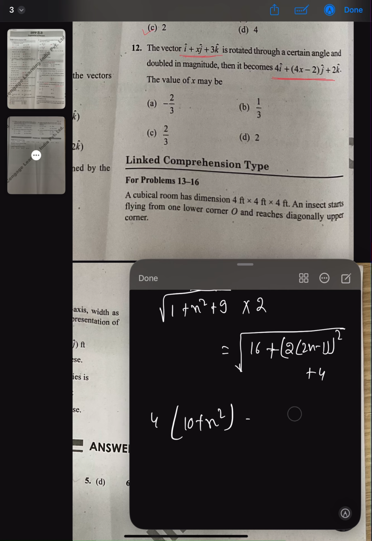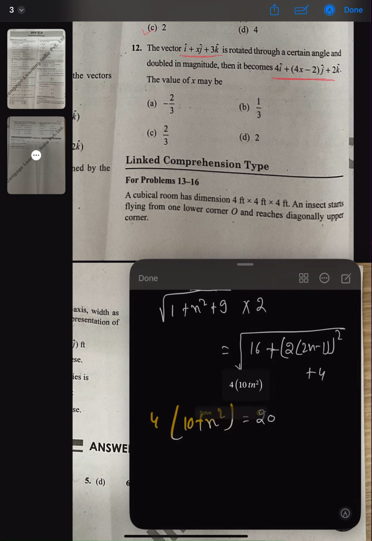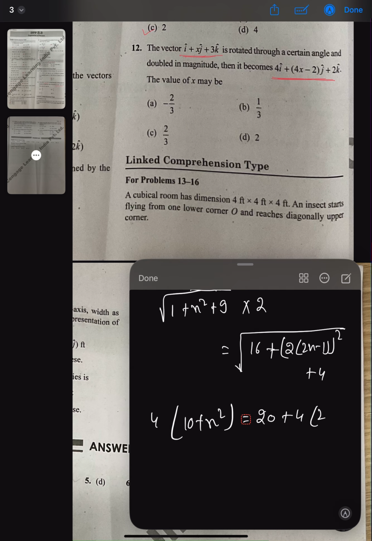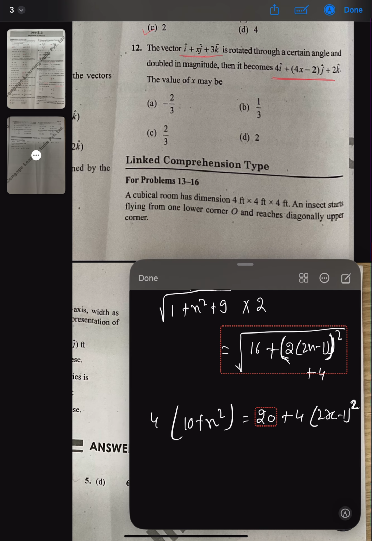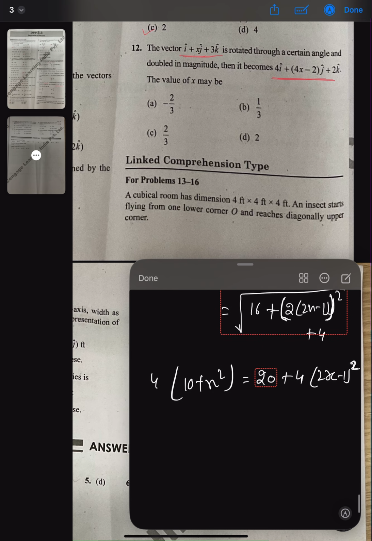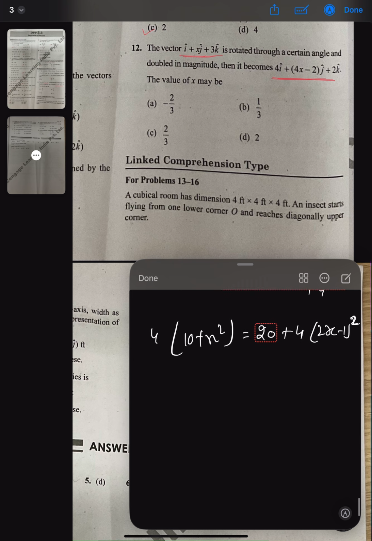See what I have done. Again, 20 plus 4 (2x minus 1) whole square. Earlier this 2 was also in the square. Now I have just squared 2 and kept the remaining power 2 only. You will understand why I am doing this, because that makes the calculation easier, as I have good practice of this question, so I know how to make the calculation easier.